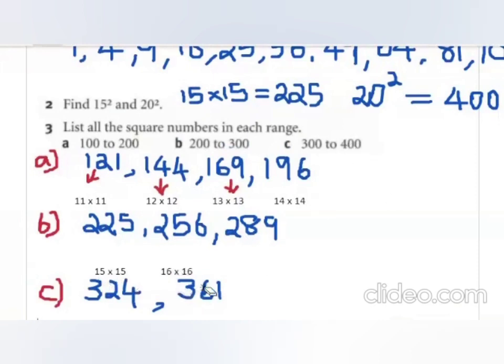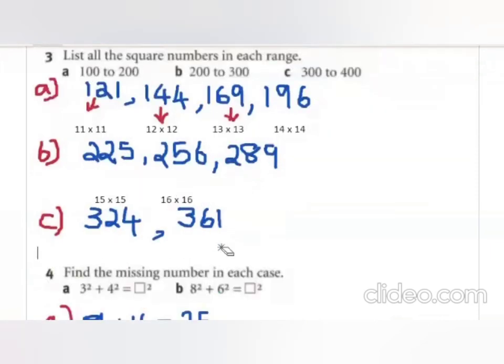From these three subdivisions we can see that from 100 to 200 we have 4 square numbers, from 200 to 300 we have 3 square numbers, and from 300 to 400 we have 2 square numbers. So when we go to higher values, you can see that the square numbers are getting reduced for each and every hundred. Okay.